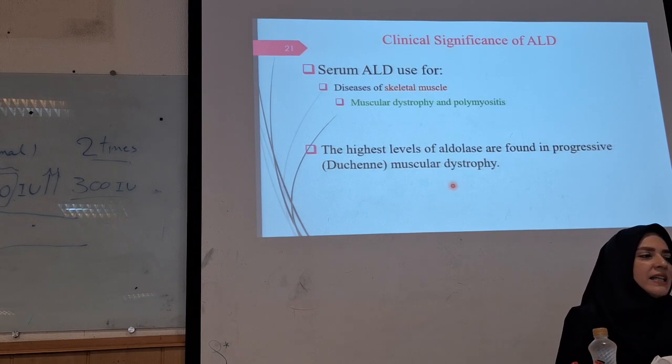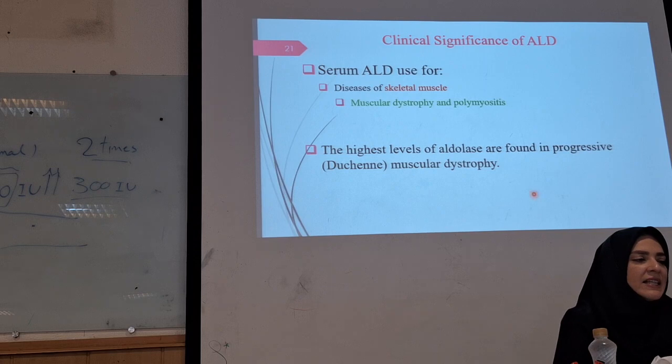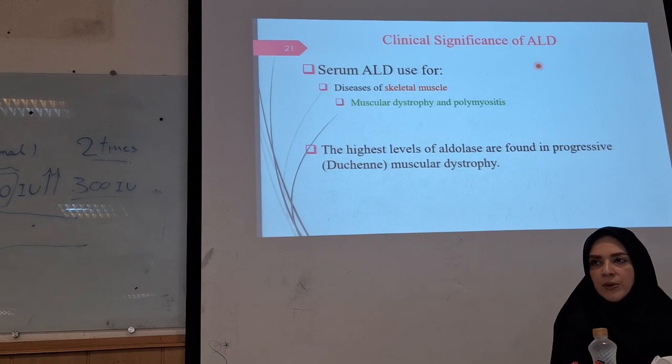Any disorder like dystrophy of the muscles or inflammation of the muscles can result in, for example, in Duchenne syndrome, an alteration in the concentration of aldolase. Okay?